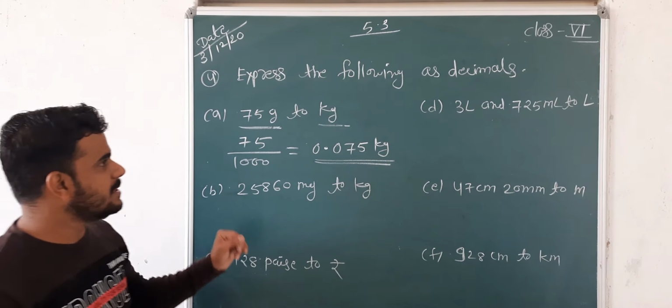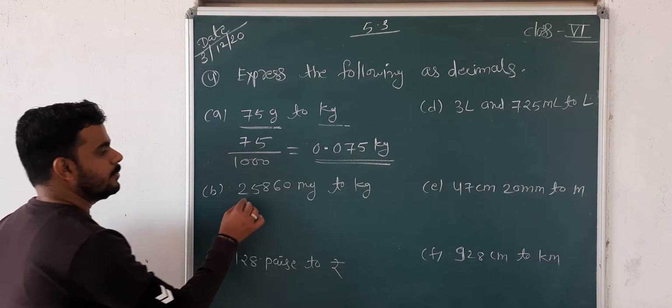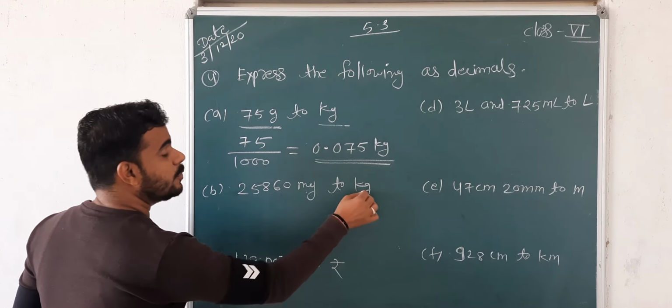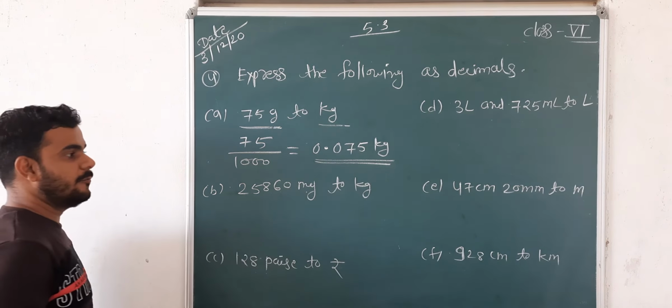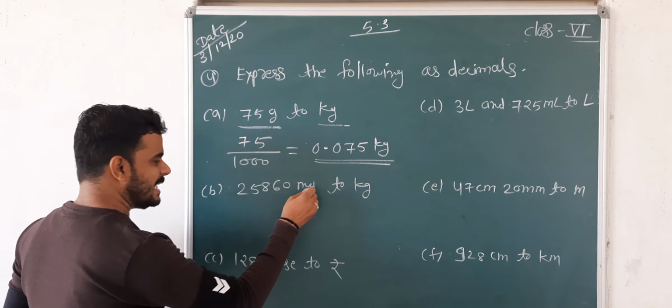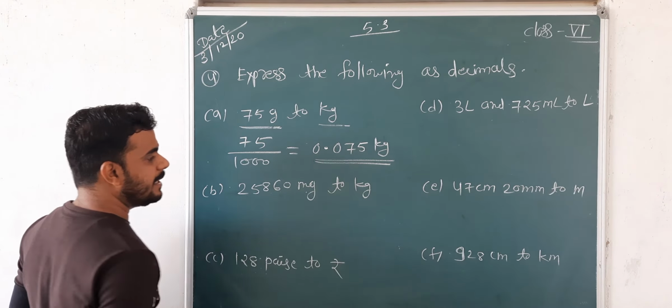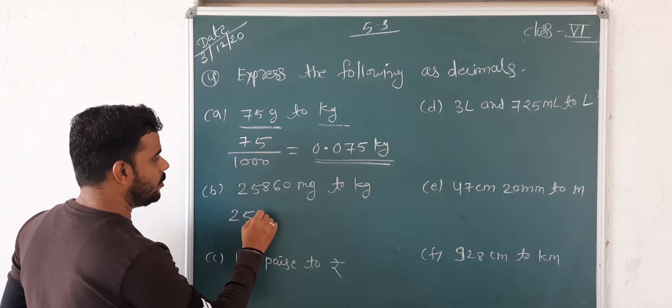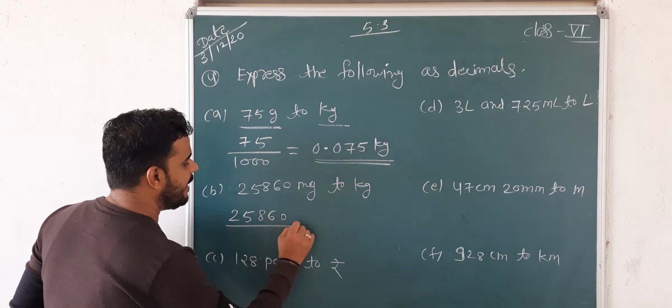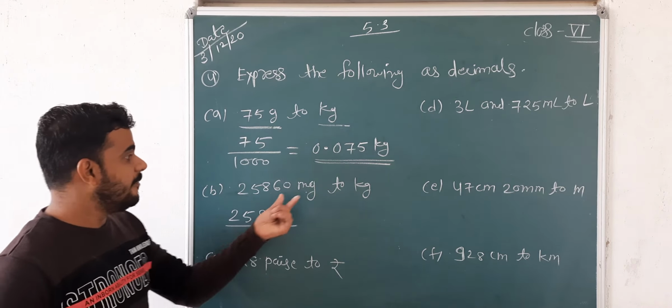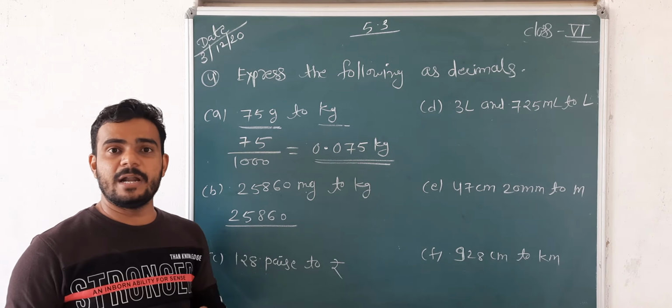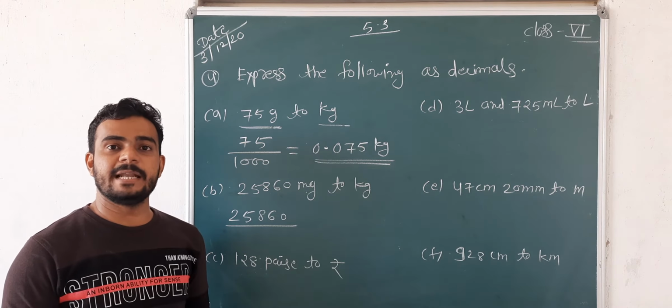Okay, so the next second one, B, 25860 mg to kg. mg to kg. So first we know that mg is the smaller unit and the kg is the bigger unit. So 25860, division is there, first mg to gram. So we know that 1 gram equals 1000 mg.